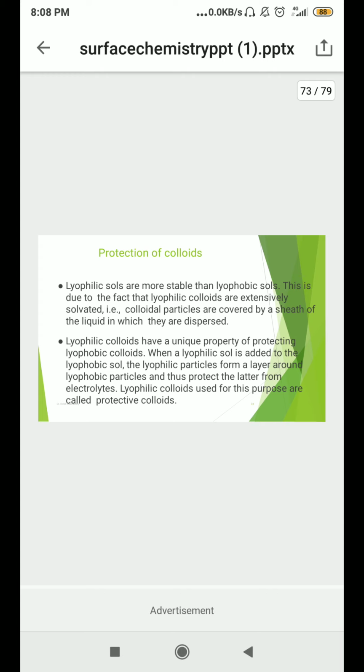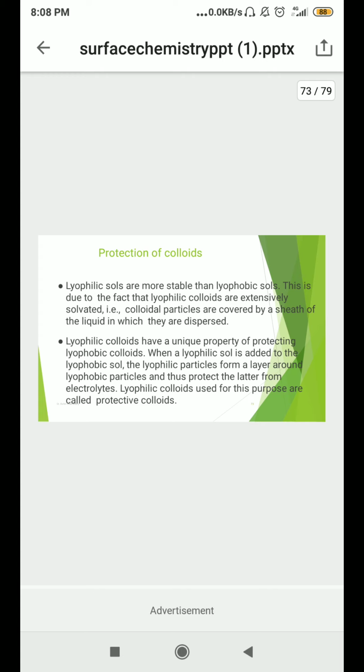Now let's talk about the next one. Moving on to the next slide, that is protection of colloids. Lyophilic sols are more stable than lyophobic sols. This is due to the fact that lyophilic colloids are extensively solvated. Lyophilic means solvent loving, so they get extensively solvated, and the colloidal particles are covered by a sheath of the liquid in which they are dispersed.